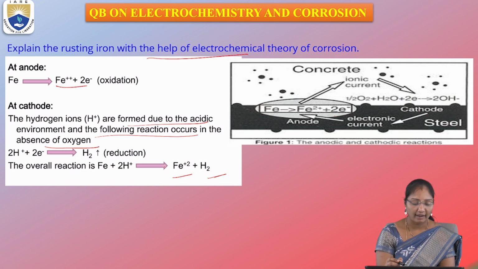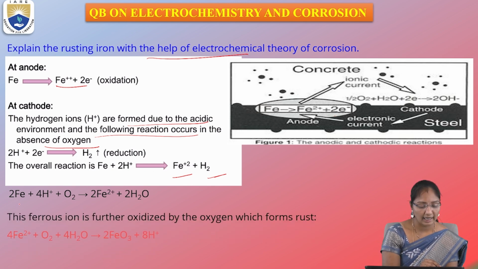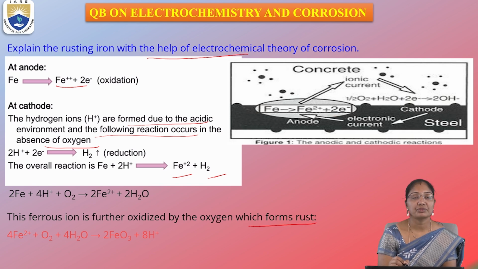The overall reaction is Fe plus 2H+ gives rise to Fe2+ and H2. Here, Fe plus 4H+ plus O2 also gives Fe2+ ions plus water molecules. So the ferrous ion Fe2+ is further oxidized by the oxygen. It is going to react with more oxygen, which forms rust.